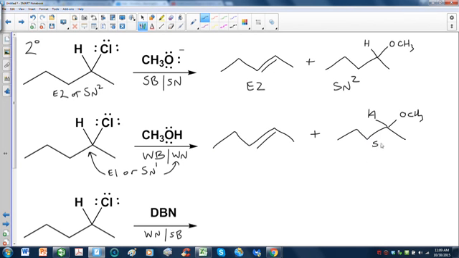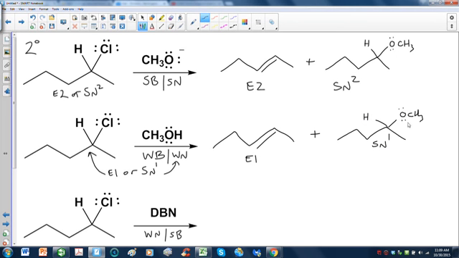So this is the SN1 product, this is the E1 product. The SN1 product I showed, as I always do, the product after deprotonation. So these are the products right here.